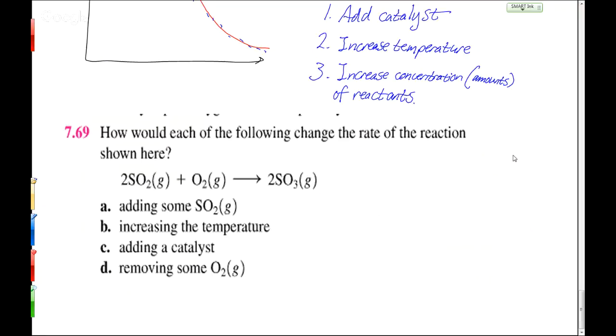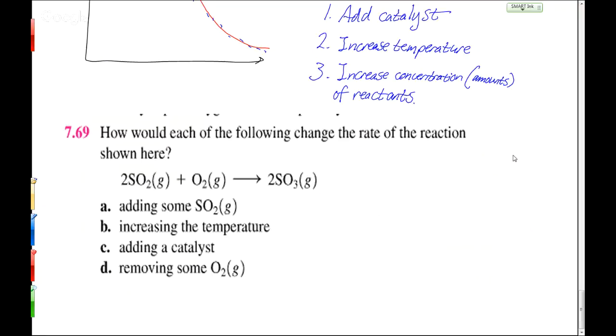Okay, so a question like this. Here's a reaction. We've got sulfur dioxide and oxygen making sulfur trioxide. What happens to the rate of the reaction if we do each of these things? So if we add more SO2, what happens to the rate of the reaction? Speeds up, right? If we're adding more reactant, that's increasing the amount of reactant, so we're speeding up the reaction. What about increasing the temperature? Speeds it up, yep. We're making those gas molecules go faster, and that's gonna speed it up.